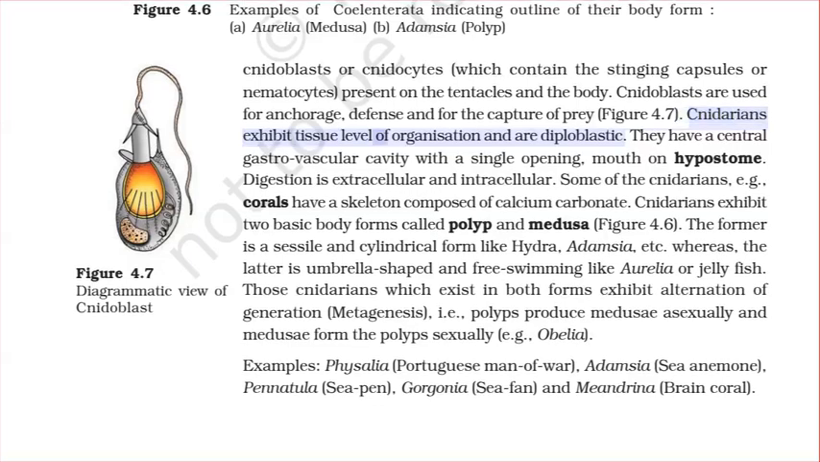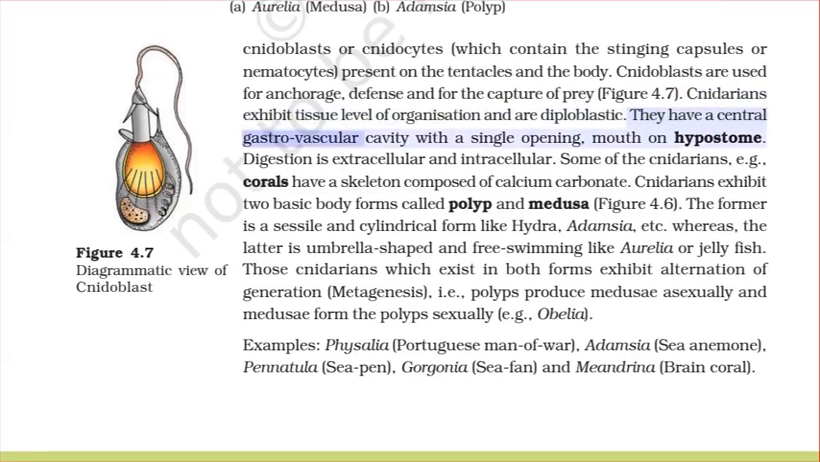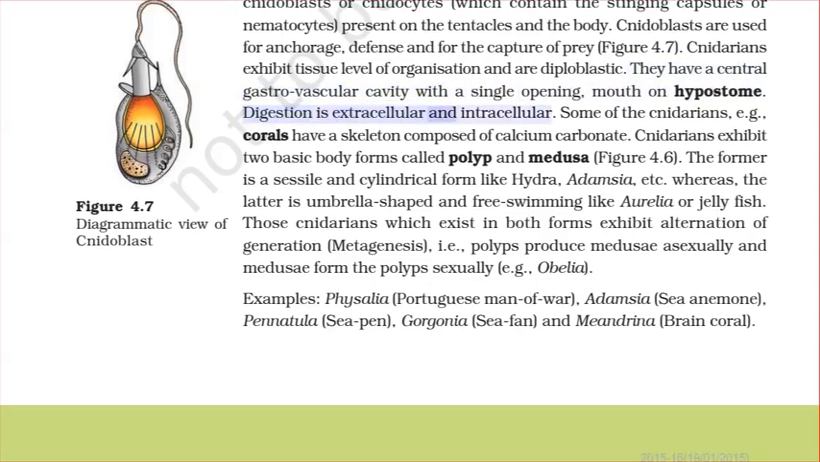Cnidarians exhibit tissue level of organization and are diploblastic. They have a central gastrovascular cavity with a single opening, the mouth, on hypostome. Digestion is extracellular and intracellular. Some of the cnidarians, e.g., corals, have a skeleton composed of calcium carbonate.